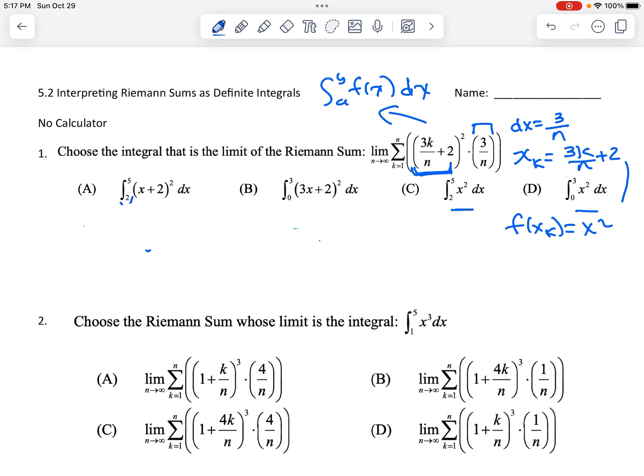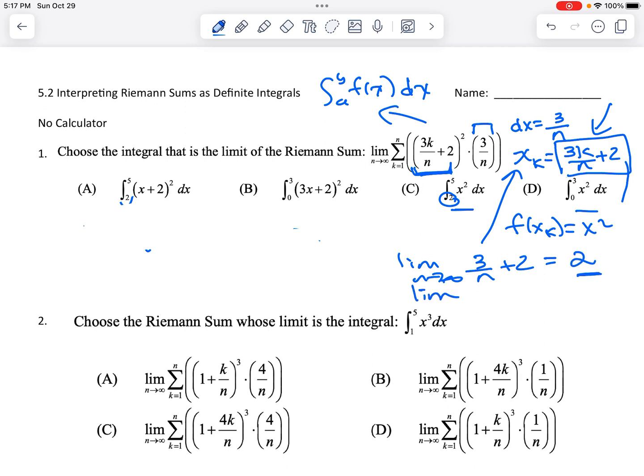And then we want to make sure, if I pick this as my x, do the bounds make sense? So remember, your lower bound is where you start. We're taking an infinite number of rectangles, so what you want to do is plug in 1 for k, because that's going to be your first rectangle, into your x sub k, and what's this limit going to be? 3 divided by infinity, remember, is 0, because that gets smaller and smaller. So this limit is 2. So this is my lower bound.